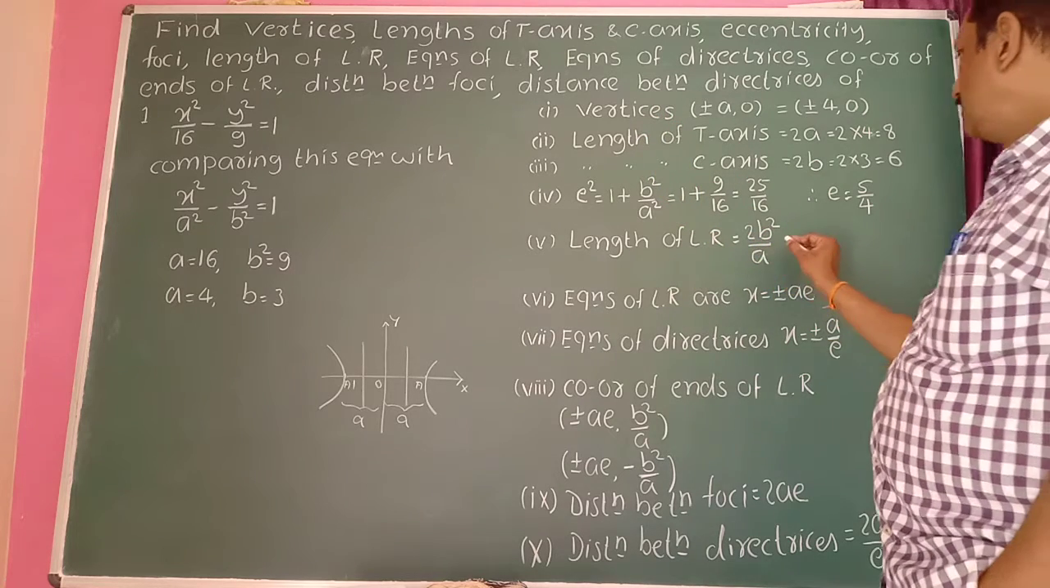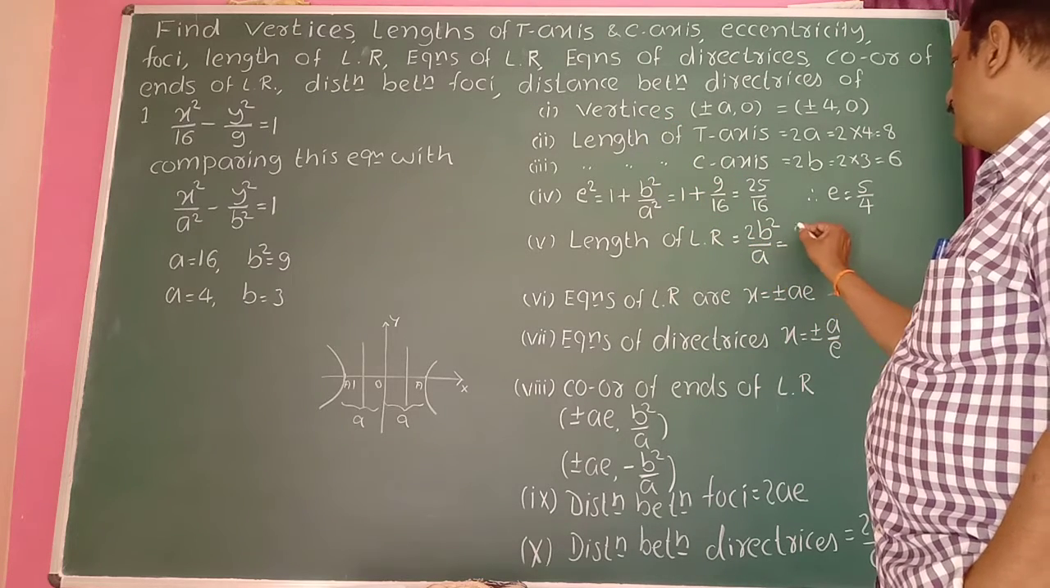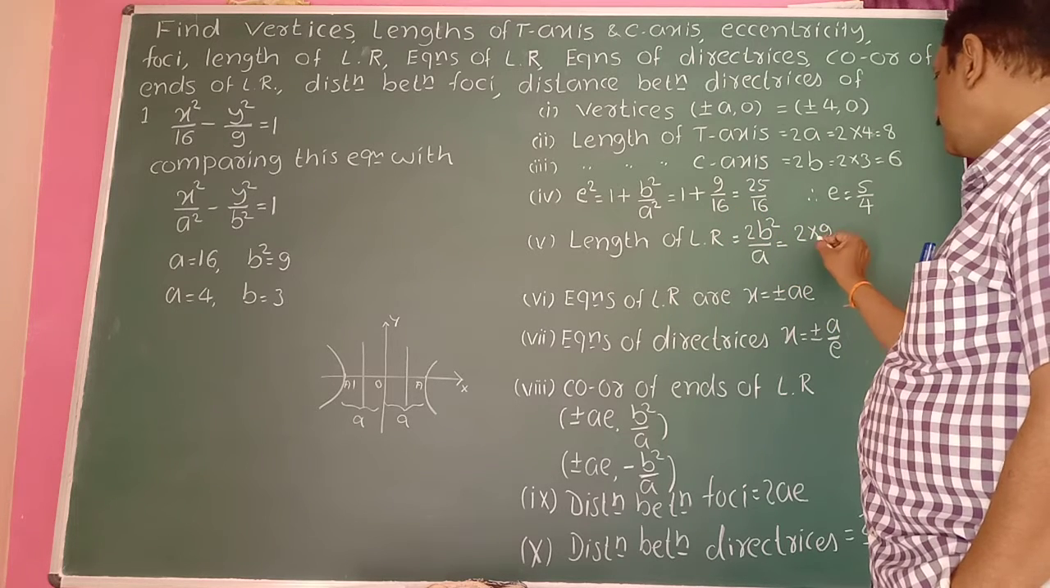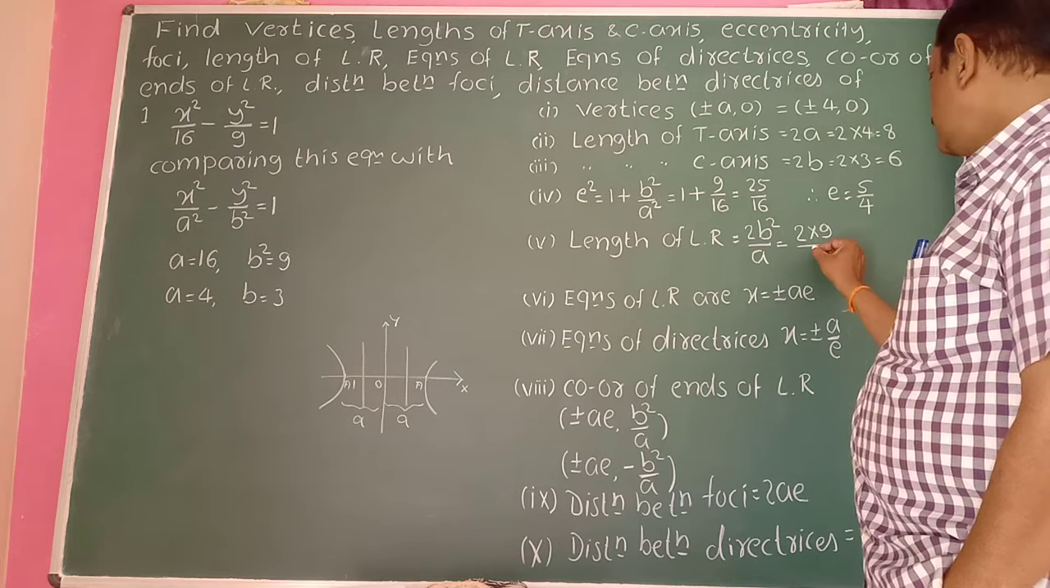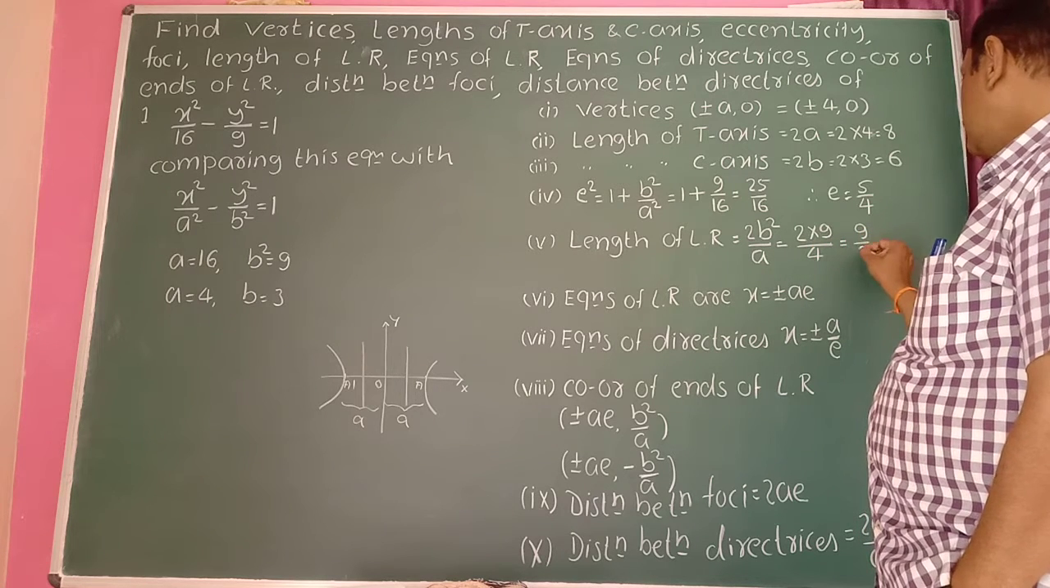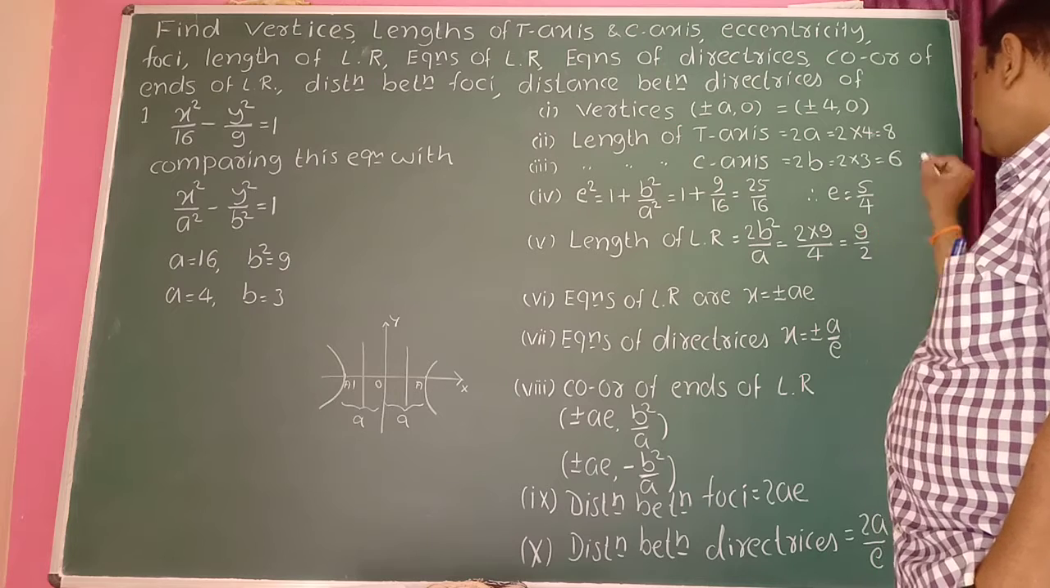Then the length of the latus rectum is 2 into b square, whose value is 9, divided by a, whose value is 4. The 2 and 4 cancel, so it is 9 divided by 2.